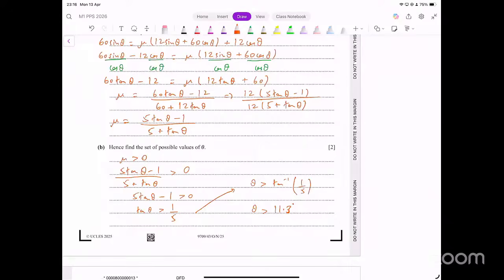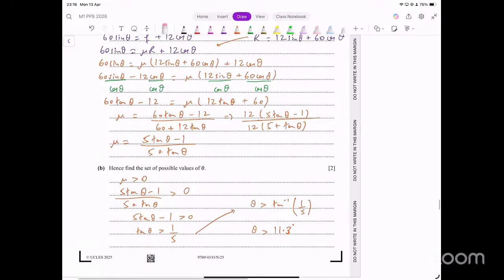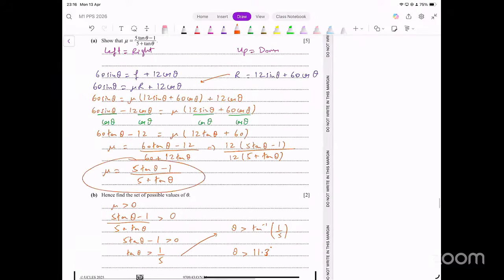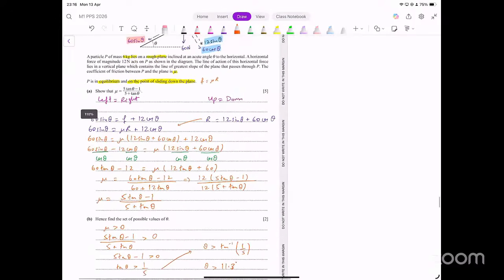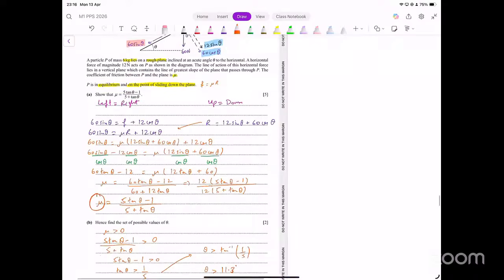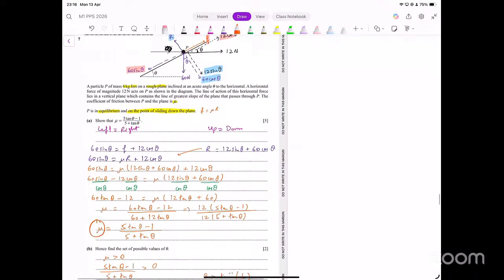That's a weird question though, but that's the only thing that you can do based on the first part. You found that mu is equal to this, right? They said, hence, find the set of possible values of theta. So what could be a possible condition for mu? There's nothing additional to this that the question mentions. So you could say mu is supposed to be a positive number because it's a rough surface. So we put this greater than 0.